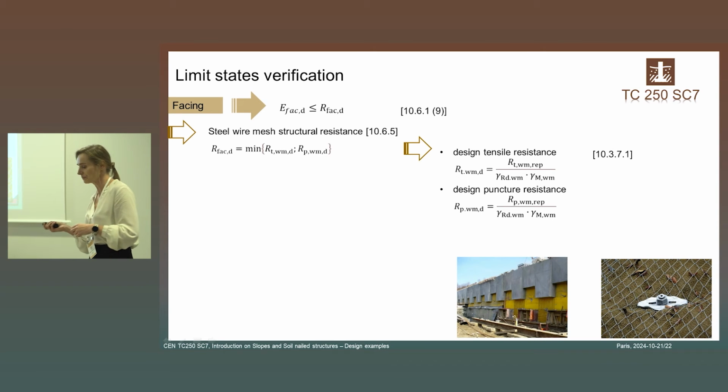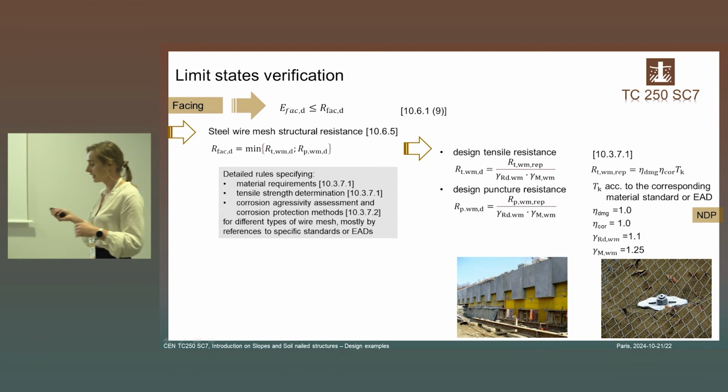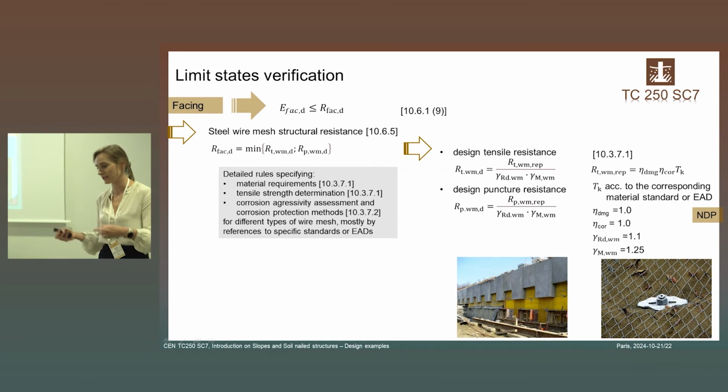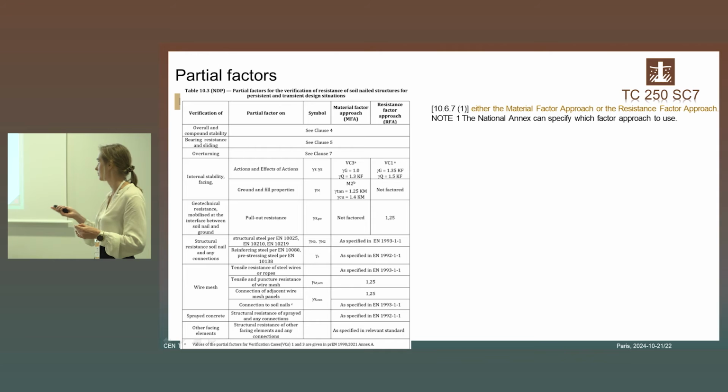Then the facing. For the steel wire mesh, there are detailed formulas for determining the tensile and puncture resistance. Again, they consider rules regarding durability and damages, similarly to how it's done for soil nails. And I believe those provisions are the first approach to harmonize such different materials in one document on European level. For other types of facing, their structural resistance should be determined according to the proper Eurocode part.